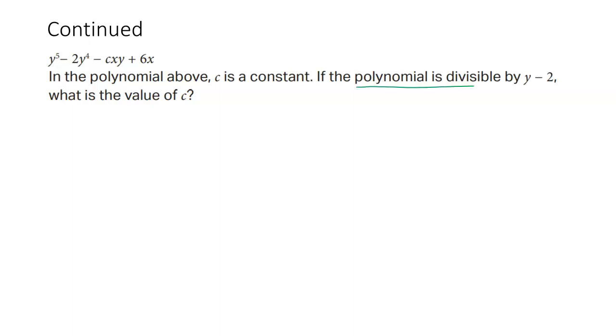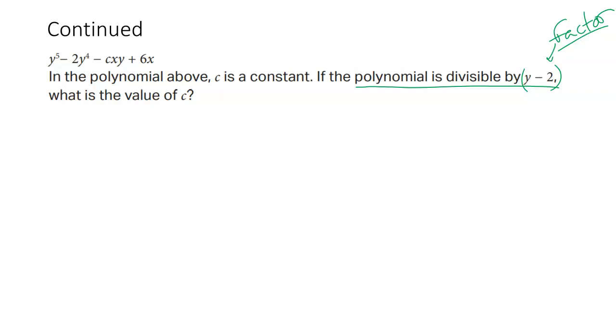If a polynomial is divisible, it means that that is a factor. That's that knowledge that we used in that very first problem, was that, okay, if this is a factor, then it's divisible. We can do division with our factors. So y minus 2 is a factor. I need to figure out how to factor this and end up with y minus 2, and what value of c would make that happen.